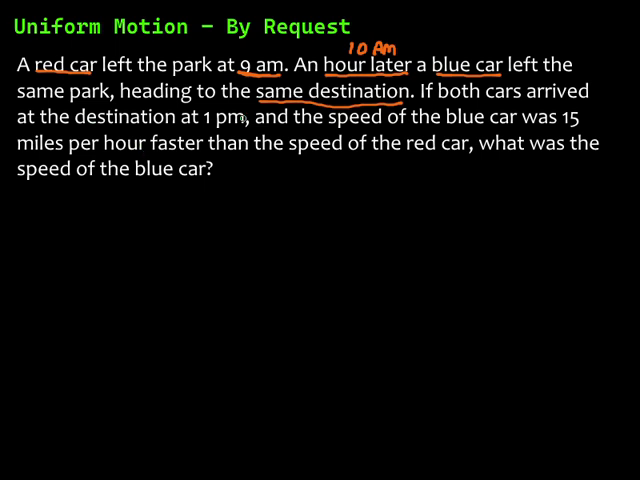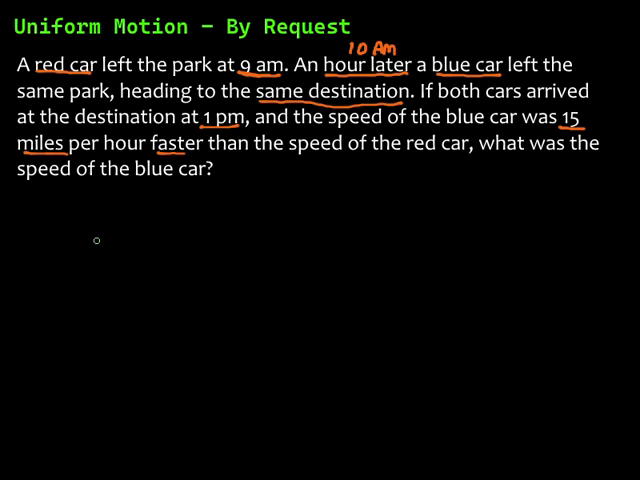They both arrived at 1 p.m. The speed of the blue car was 15 miles per hour faster than the speed of the red car. So 15 miles per hour faster for the blue car. What was the speed of the blue car? Okay, so I think organizing this in a picture can really help us.